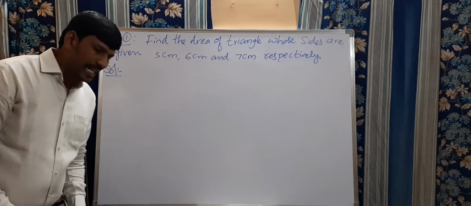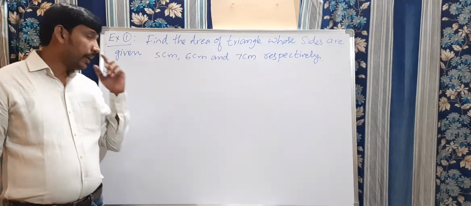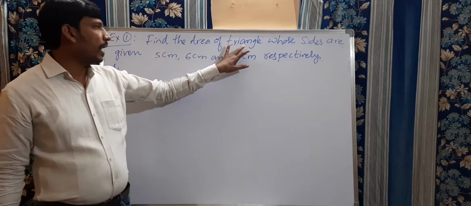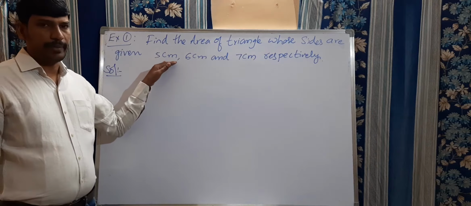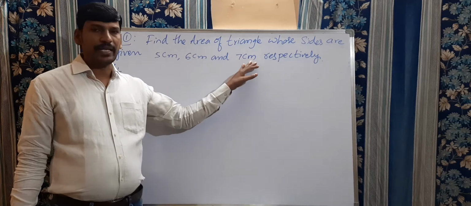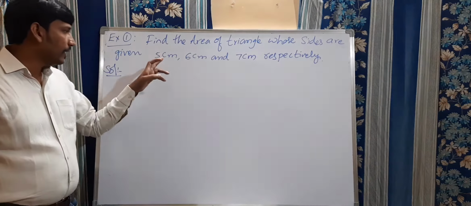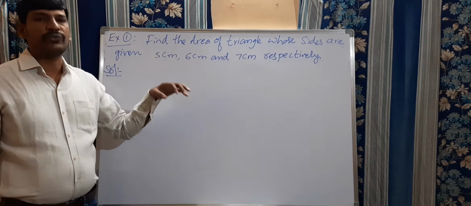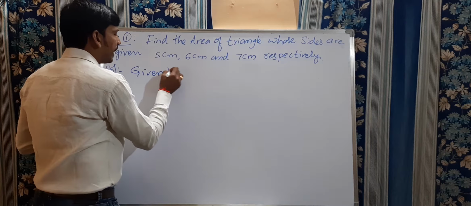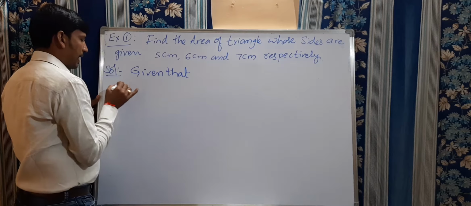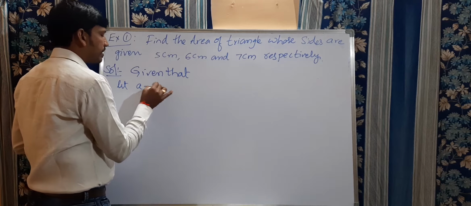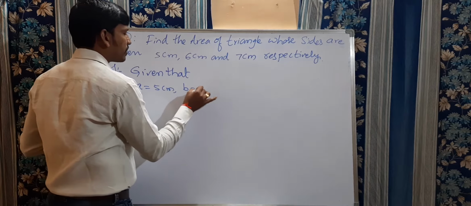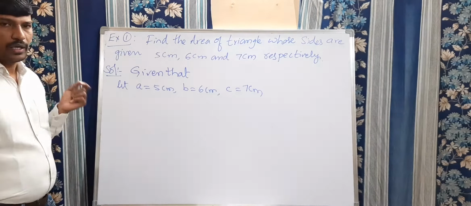Right, children. So let us discuss a simple example. Here, find the area of a triangle whose sides are given as 5 cm, 6 cm and 7 cm respectively. They gave only 3 sides. By using these 3 sides, we are going to find the area of the triangle. Given that the sides are a equal to 5 centimeters, b equal to 6 centimeters, and c equal to 7 centimeters. So first of all, we need to find the s value.